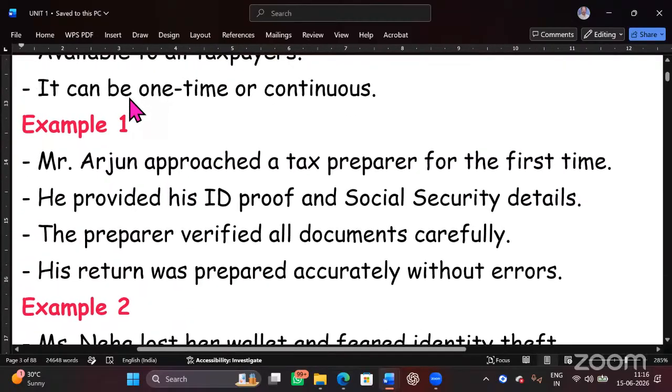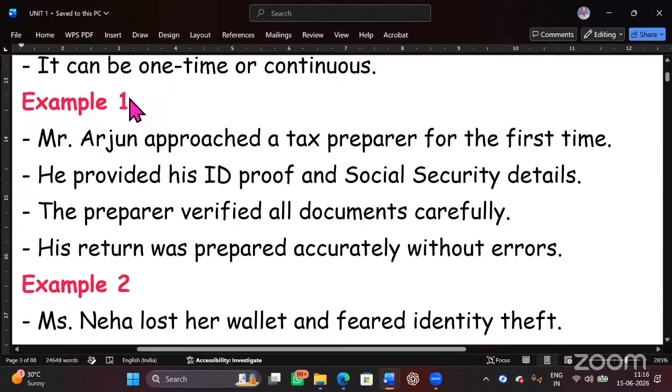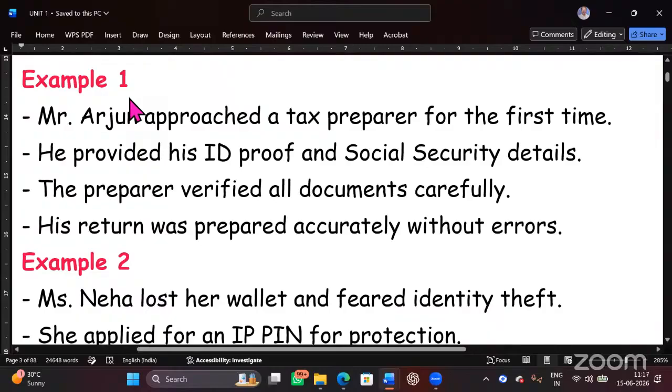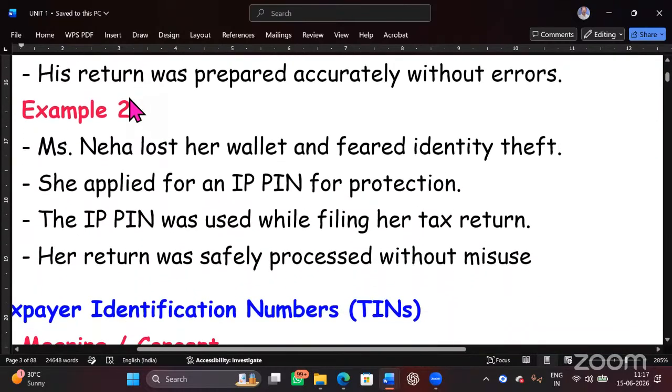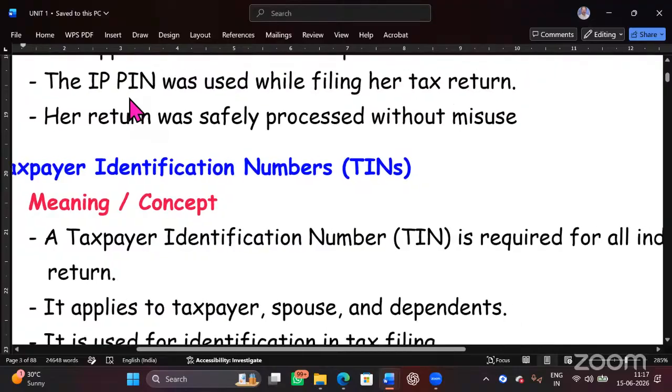Mr. Arjun approached a tax preparer for the first time. So he provided his ID proof, meaning social security number. Based on that ID proof, the preparer helps to submit the tax return of the taxpayer. Ms. Neha lost her wallet and feared identity theft. In that case, Neha can apply to the income tax department to get the IP PIN. With that IP PIN, happily she can file the return.